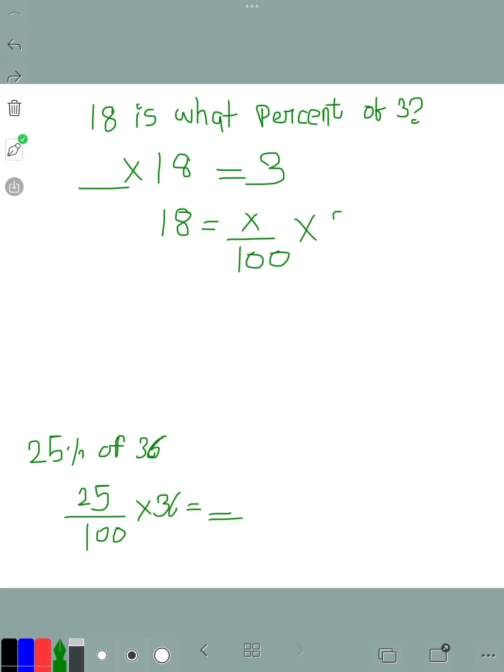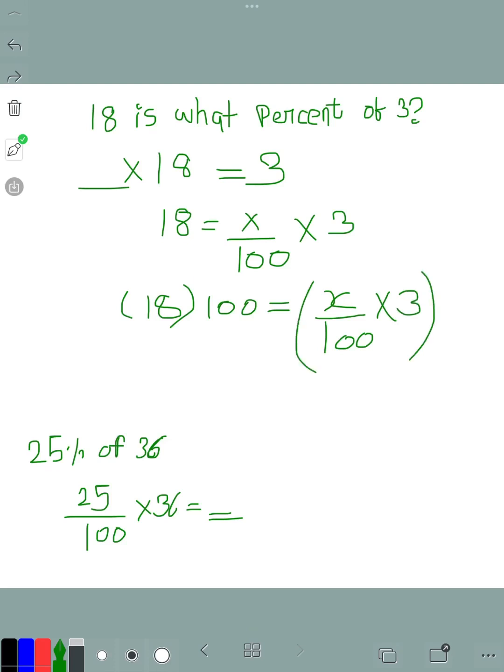So we will write it as dash into 18 is equal to 3, right? Then the dash would be written as x by 100, because we have to find out the percentage, so the denominator would be 100. So it is written as 18 is equal to x into 3 upon 100, right? To simplify, we'll multiply 100 on both sides.